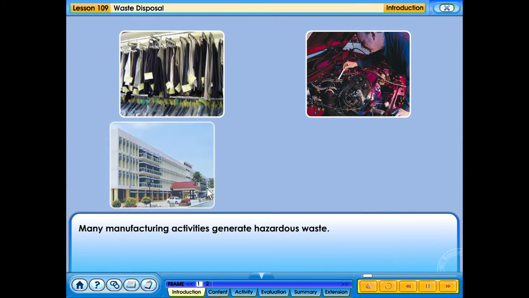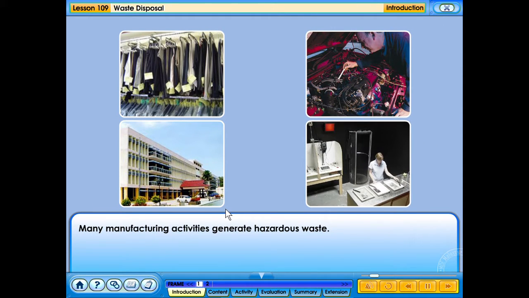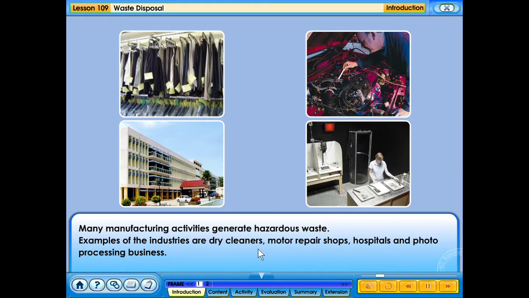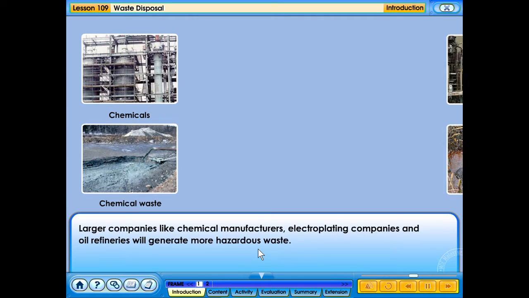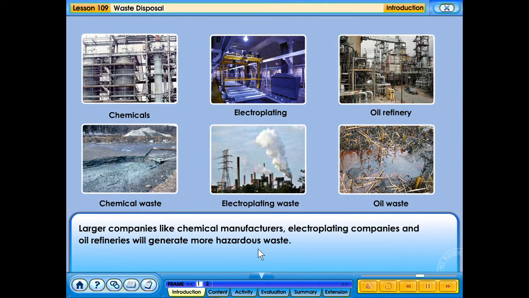Many manufacturing activities generate hazardous waste. Examples of the industries are dry cleaners, motor repair shops, hospitals, and photo processing business. Larger companies like chemical manufacturers, electroplating companies, and oil refineries will generate more hazardous waste.